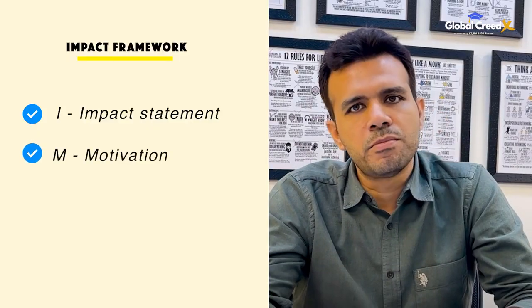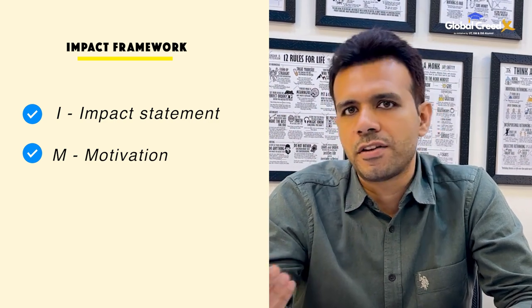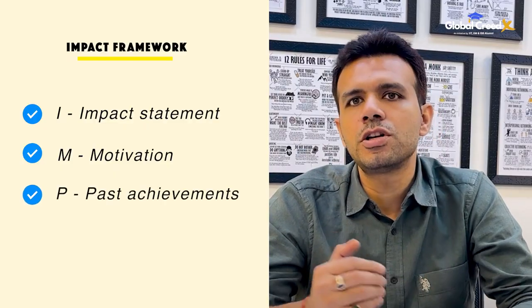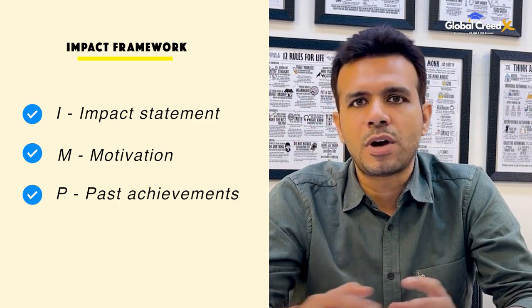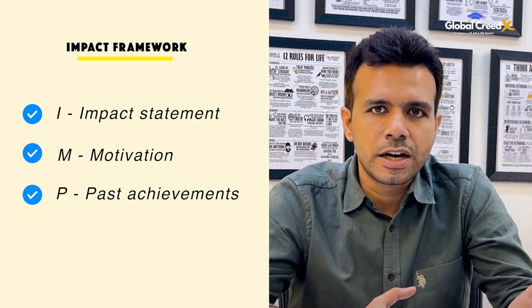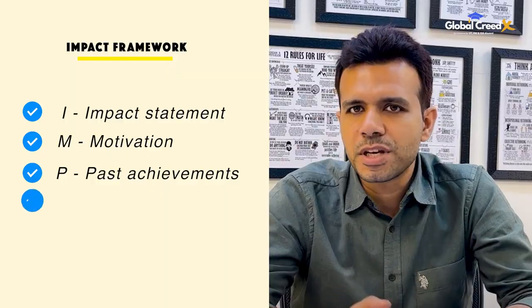Then we go to M. What is your motivation to apply for ISB? Why you want to apply? And why you should be the right candidate to get this scholarship. So P talks about your past achievements. When we say P, it is your past experience. You have to highlight all you have achieved till date. It could be in terms of your achievements, it could be in terms of your work experience, so you have to mention that.